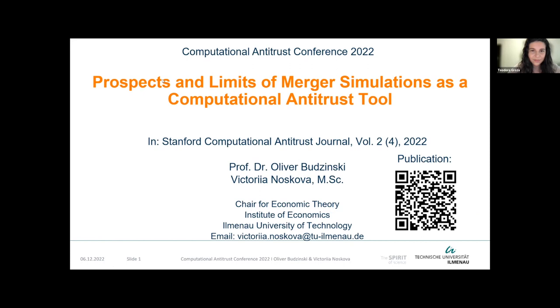I'll first give the floor to Professor Budzinski and Victoria for 8 minutes to present their paper on prospects and limits of merger simulations as a computational antitrust tool. The floor is yours. Hello, everyone. Thank you for the invitation, and I will start right away.